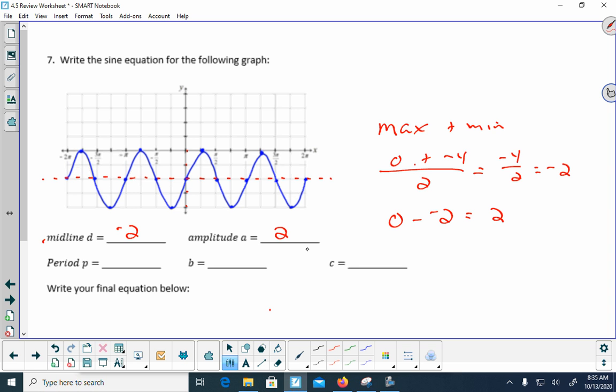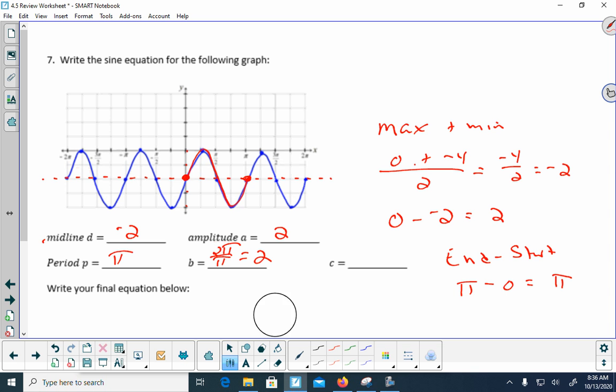My period is how long it takes me to repeat one curve. So if I start here, at a place where it crosses the midline, that's the way I like to do it, and I'm going to go up, down, and then hit my midline again. The distance it took me is from 0 to pi. Usually to do that, we take the end minus the start. So in this case, I'm going to take pi minus 0, and I'm going to get pi, and that is my period. To find my b, I'm going to take 2 pi and divide it by the period that I just found, which is pi, and I'm going to get 2.